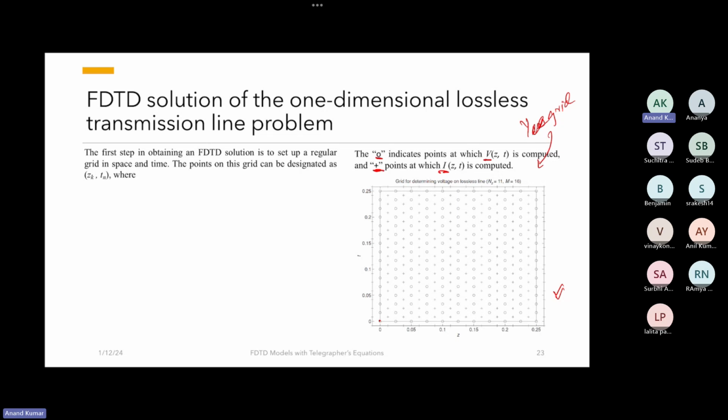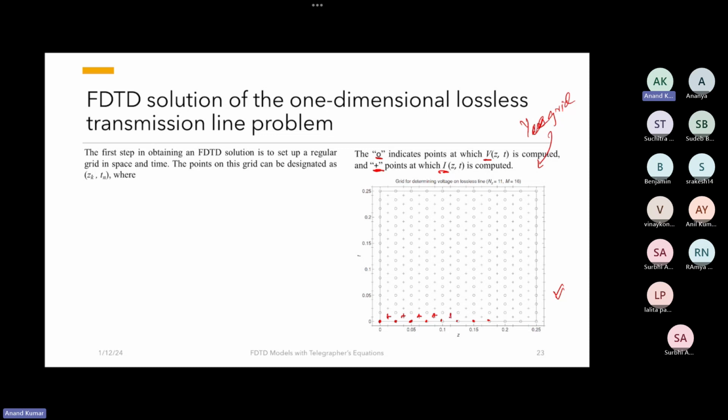So we will evaluate electric fields over here, and then we will evaluate magnetic fields in between these two values, but also at a time offset, which will evaluate the magnetic field, the current values over here. Similarly, in the next time, we'll again evaluate the voltage values in between the current values, but at a half time step.